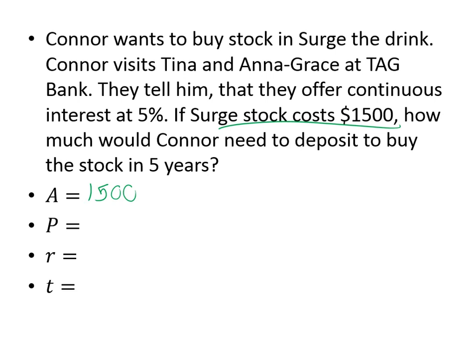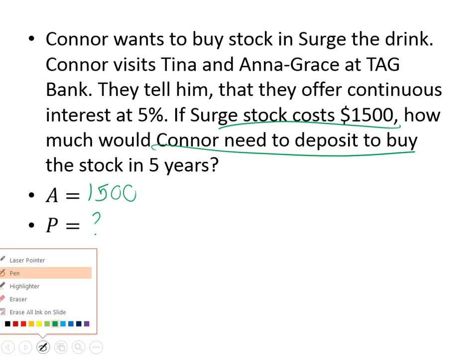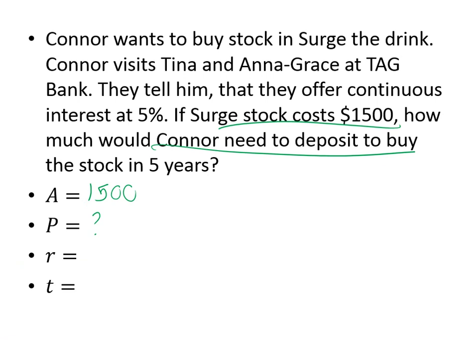Your P, or your principal, that's how much is originally deposited. Well, in this setup, that's what we're trying to find. How much does he need to deposit? So that's our question mark. What was the interest rate in this problem? The interest rate in this problem is 5%, so our R would be 0.05. And then our time is 5. Okay, 5 years.